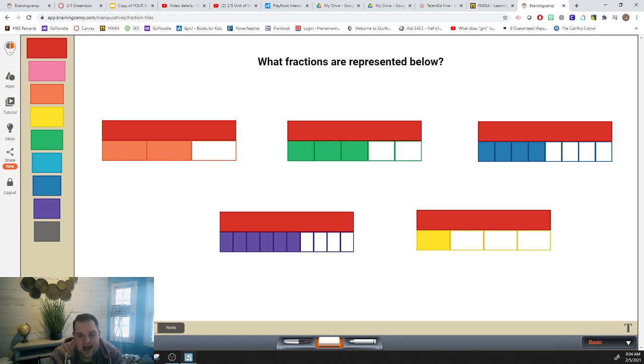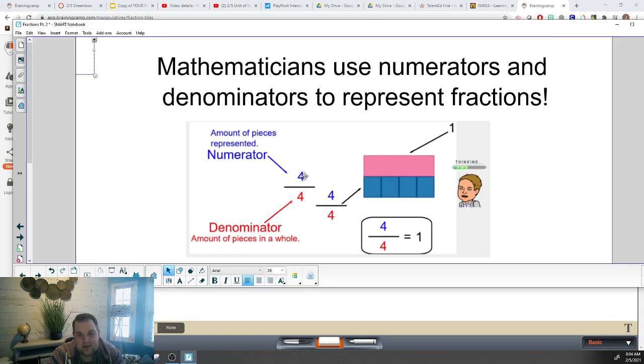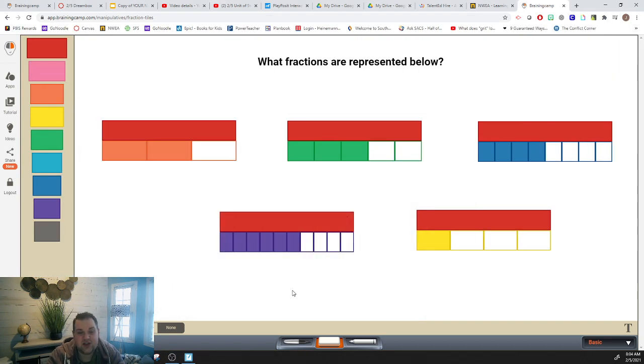So if we keep in mind that the numerator is the amount of pieces we see and the denominator is the amount of pieces in the whole, we should be able to determine what fractions we see. So let's do the first one together. I want you to think to yourself, what do you think this fraction is in the orange here? All right, so the numerator, the top number, is the amount of pieces we see.